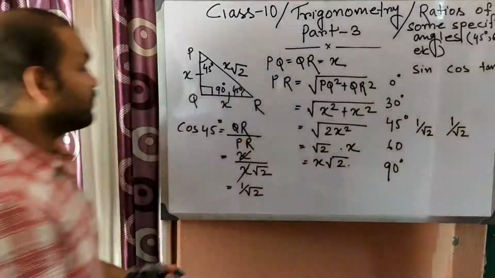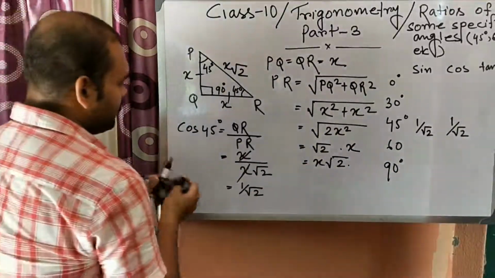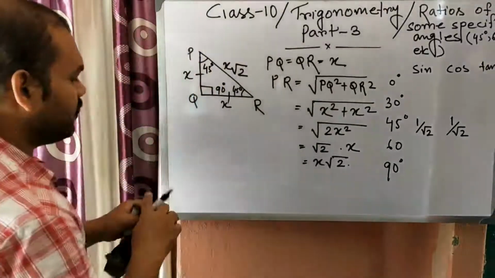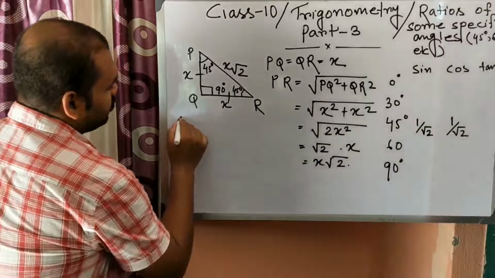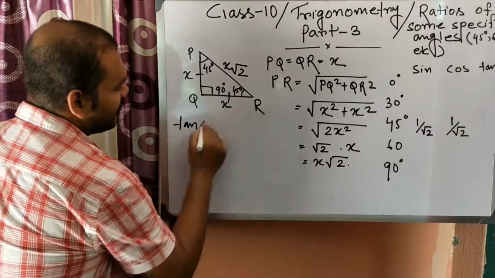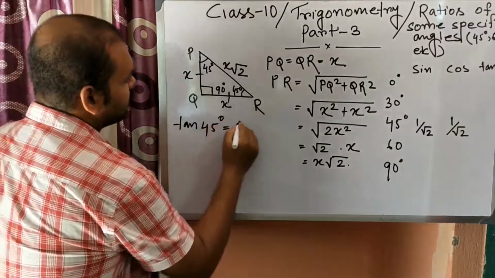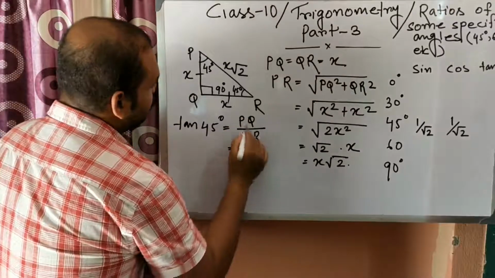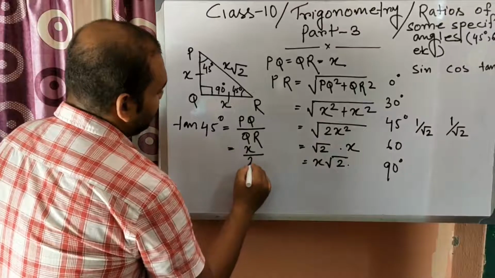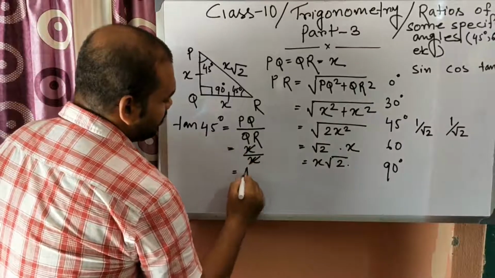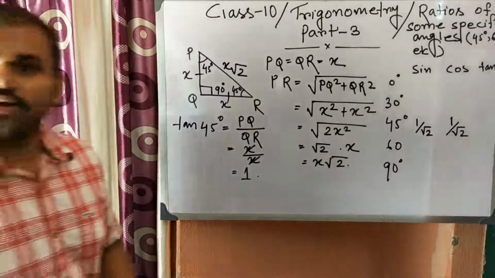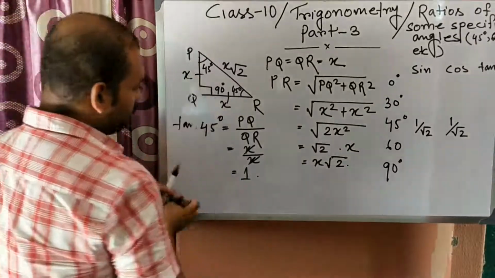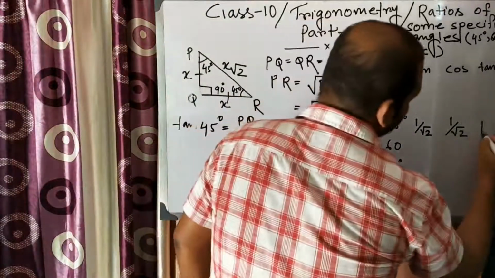Now what is the value of tan 45 degree? You can either do sin 45 by cos 45, or you can do perpendicular by base. So tan of angle R, that is tan of angle 45, is equal to PQ by QR, which is x by x. X cancels out, we will get 1. As simple as that. So tan 45 degree is 1. Now put 1 here.